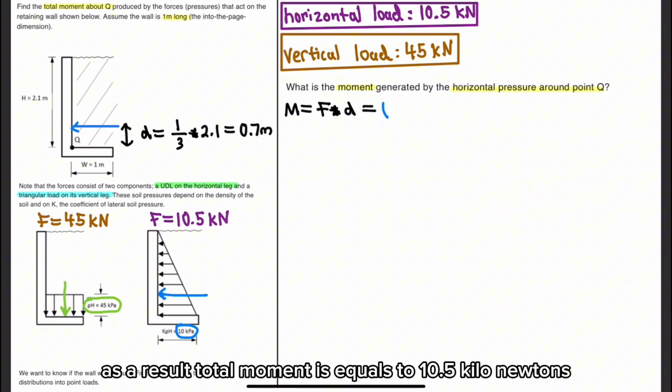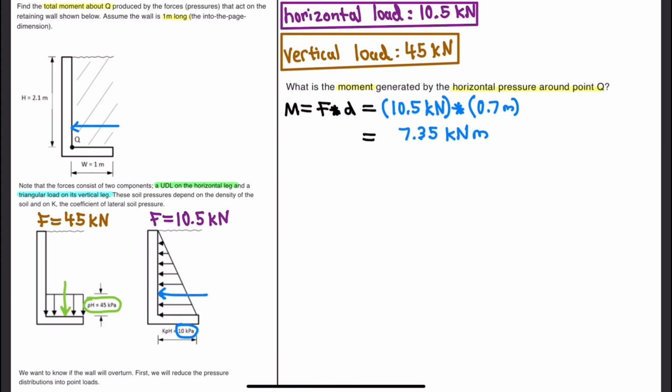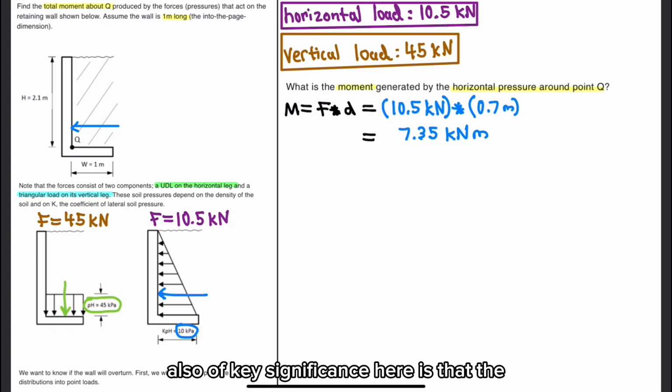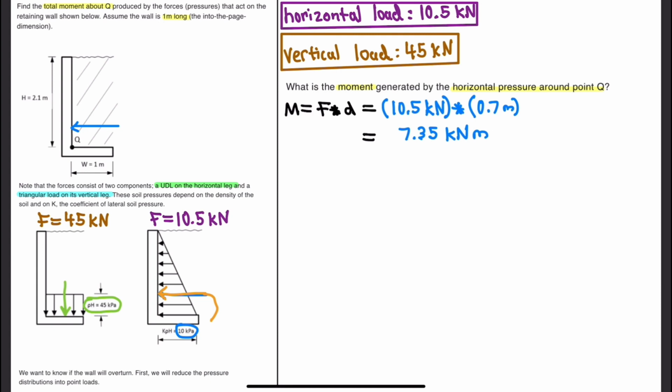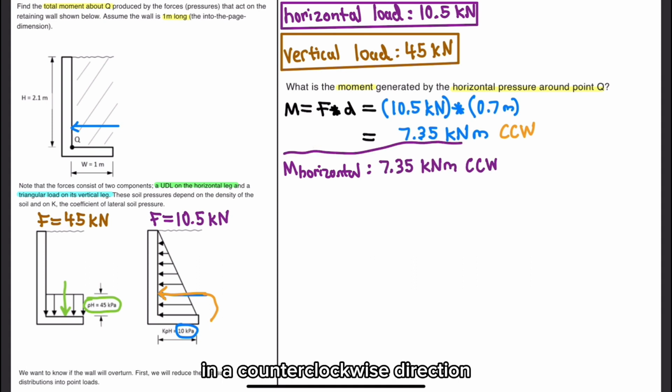As a result, total moment is equal to 10.5 kilonewtons multiplied by 0.7 meters, which is equivalent to 7.35 kilonewton meters. Also of key significance here is that the moment is acting counterclockwise as it causes the wall to turn this way. As a result, the final solution is 7.35 kilonewton meters in the counterclockwise direction.